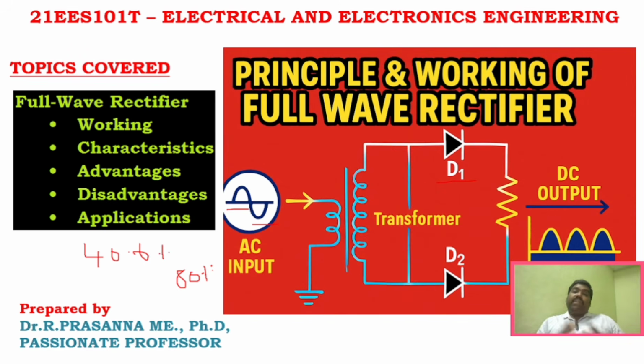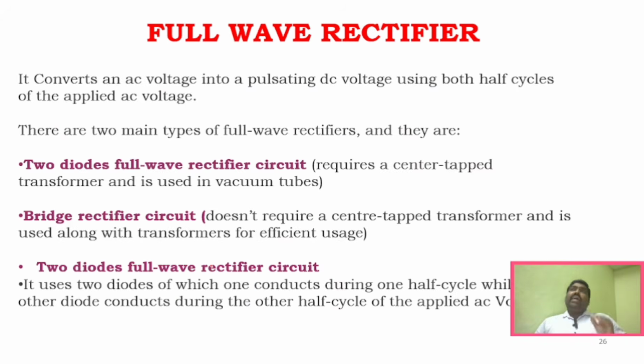This full wave rectifier can be constructed using a transformer, and also it can be constructed using a bridge, right? That is, it can also be called a bridge rectifier. We will see both the workings in this particular video. Whatever I said before, rectifier is a device which converts an AC voltage into a pulsating DC voltage, whereas full wave rectifier converts that into a DC voltage in both the half cycles. And as I said before, you have two different types. One is the two diode full wave rectifier and another one is the bridge rectifier.